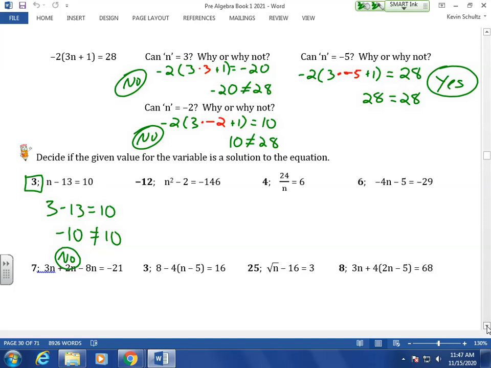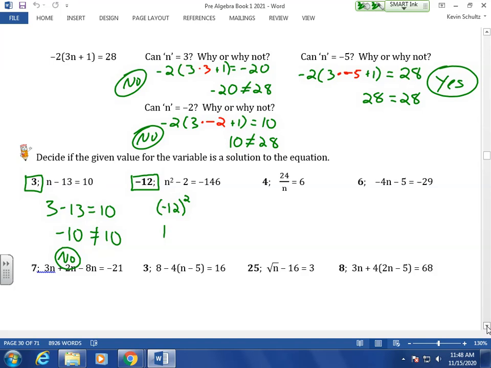The next one, the value that you are testing is negative 12. And since we're squaring a negative number here, we do need to put that in parentheses. A negative 12 squared means negative 12 times negative 12. And that negative times a negative gives us positive 144.